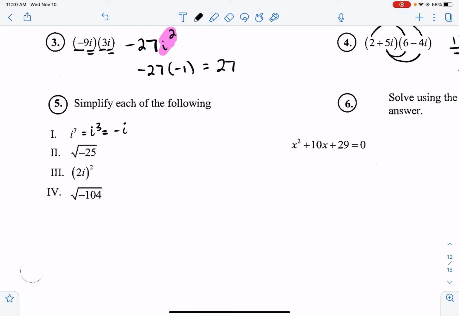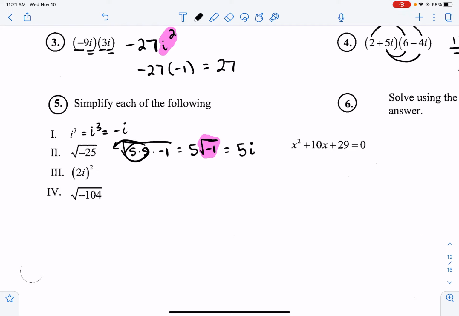The second example for number 5 is square root of negative 25. So I can break negative 25 up into 5 times 5 times negative 1. We know those can come out and just become 5. So that becomes 5 square root of negative 1. Well, we decided to give square root of negative 1 a name. It's i. So my answer becomes 5i.